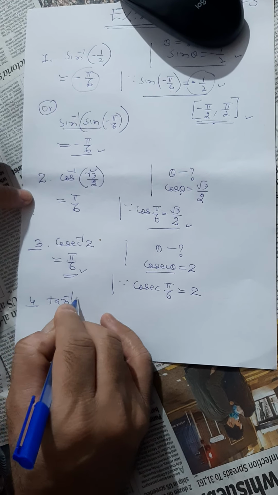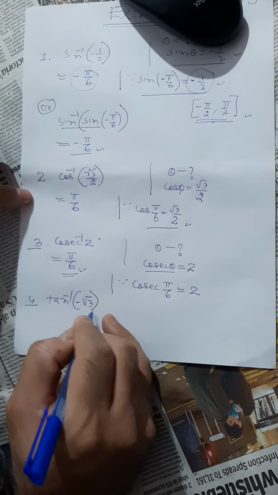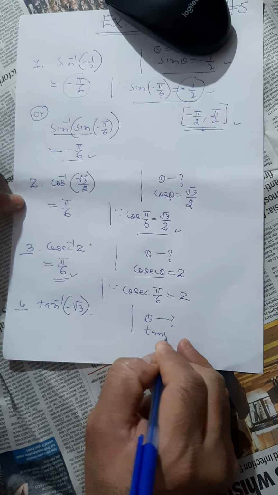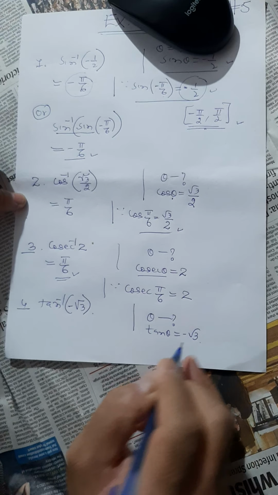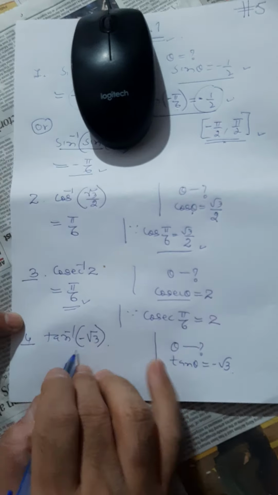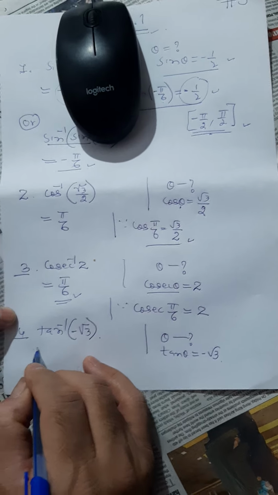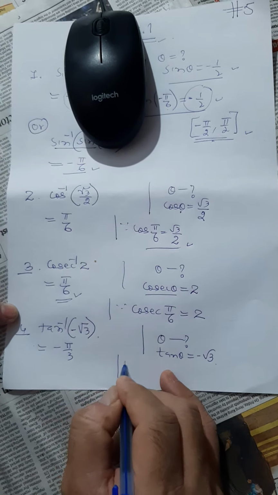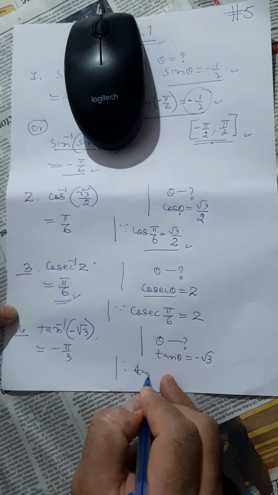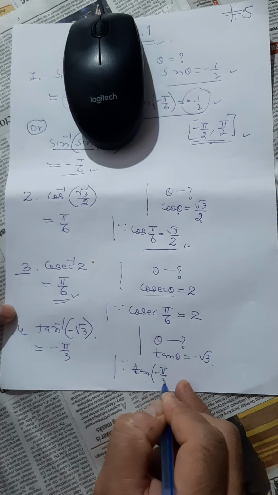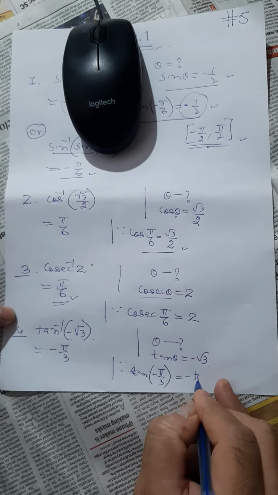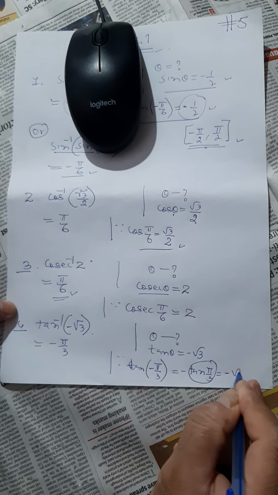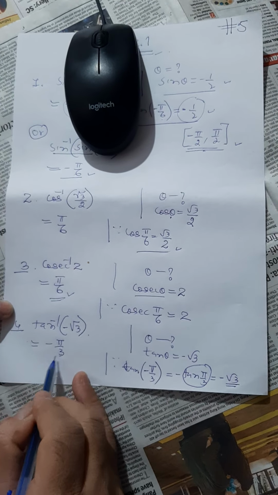Tan inverse of minus root 3. So the question is, find the theta for which tan theta becomes minus root 3. So it is obviously minus pi by 3, because you know tan of minus pi by 3, tan being an odd function, is minus tan pi by 3, which is, this is root 3, so minus root 3. That's why we have this, remember.